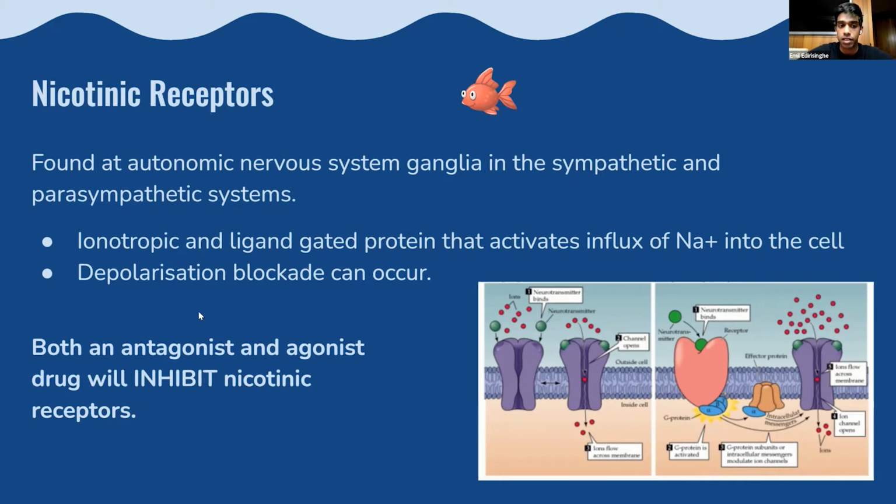These are ionotropic, ligand-gated proteins that activate the influx of Na+ into the cell, and this results in the activation of the receptor. What's important to know about nicotinic receptors is that depolarization blockade can occur. What depolarization blockade means is that when the receptor is activated multiple times, it actually causes the complete breakdown of the receptor. And what that means is that both an antagonist and an agonist will inhibit nicotinic receptors.